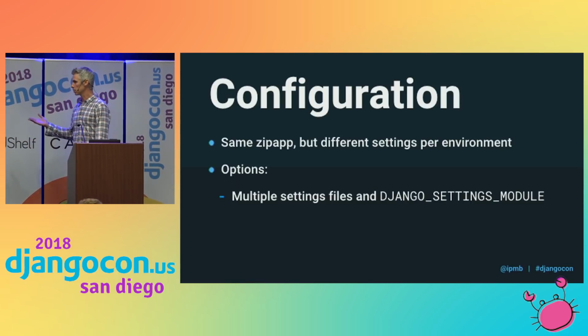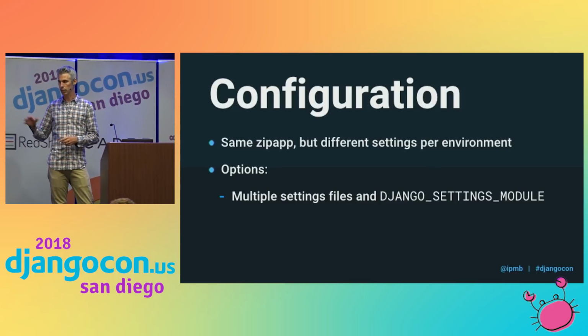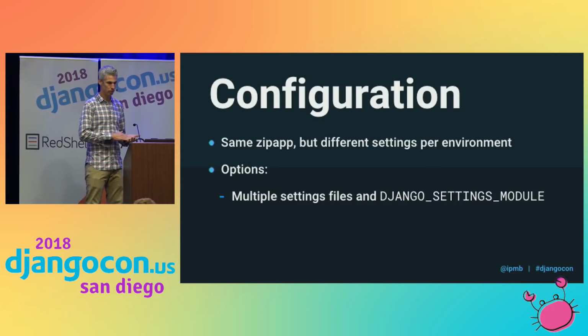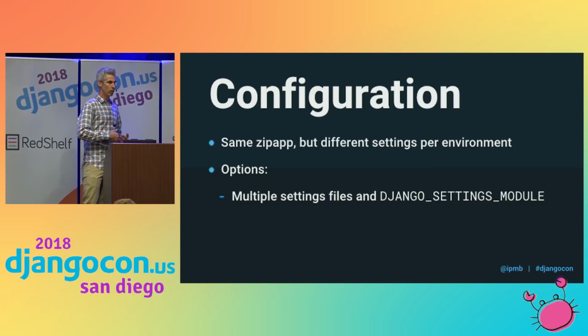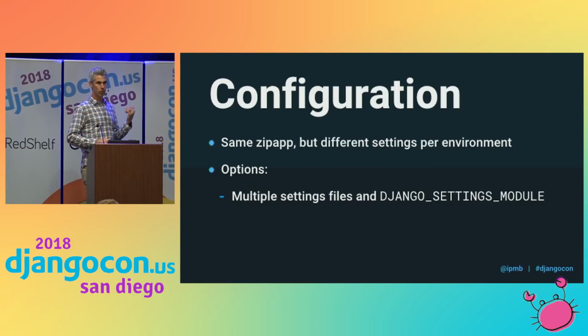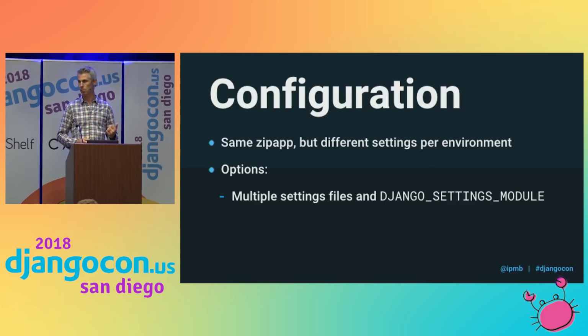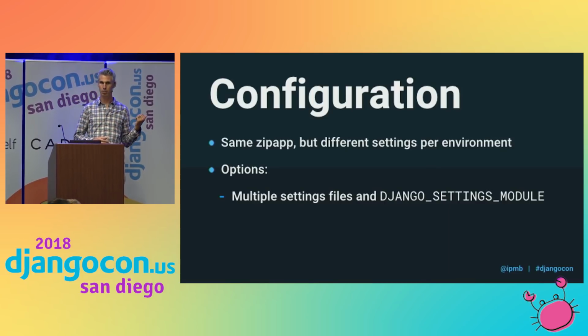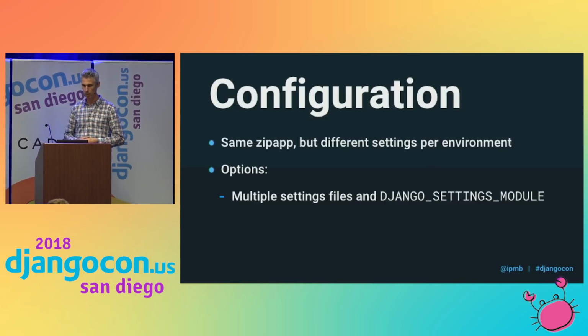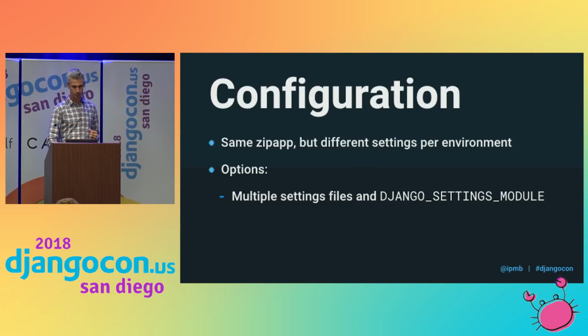So one option is multiple settings files. You have a bunch of settings files for all your different environments, and you toggle them with the Django settings module environment variable. I don't recommend this approach. You still have to deal with secrets like database passwords and API keys, and you don't want to put those into your project, so this isn't a great option.